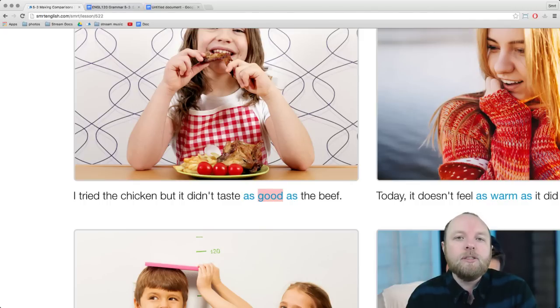We don't use adverbs after linking verbs.